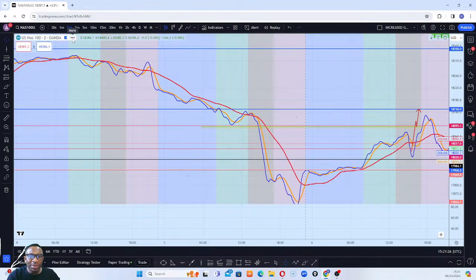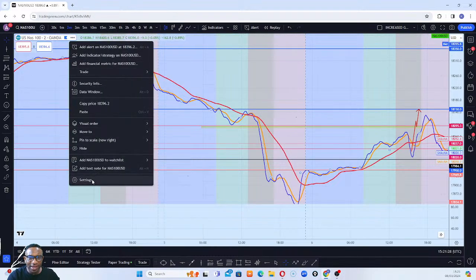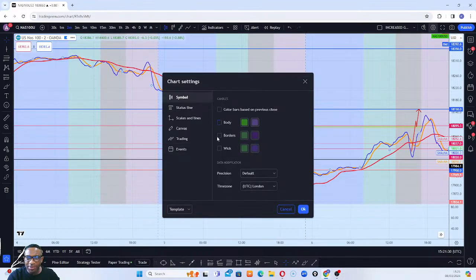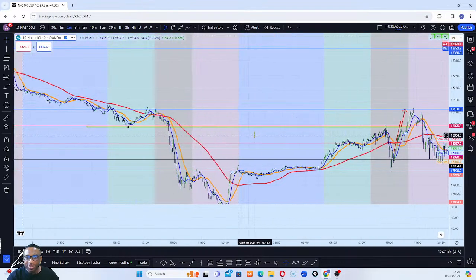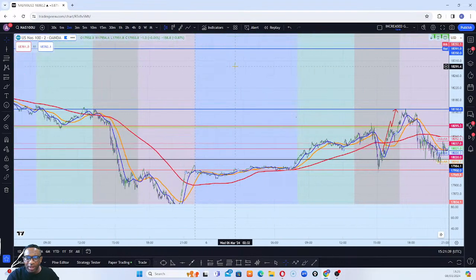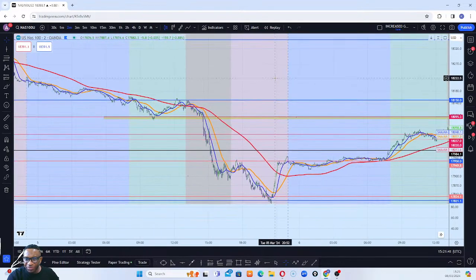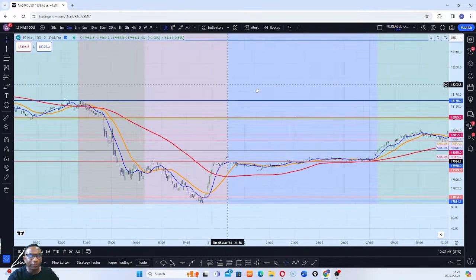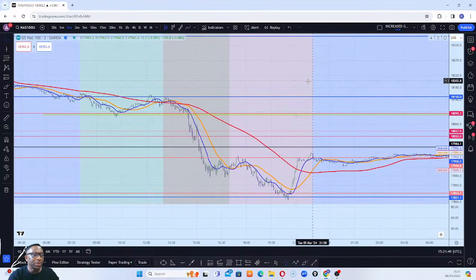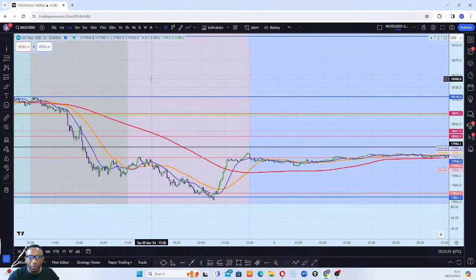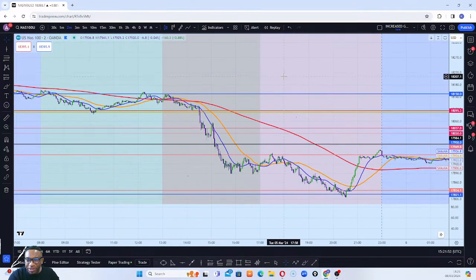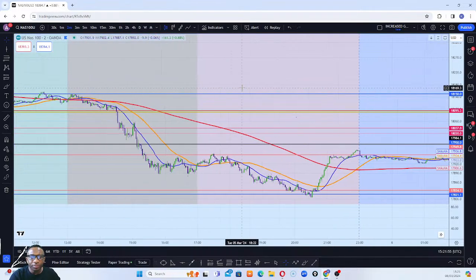Okay, so let me put back the charts. Before we started, we trained our eyes to spot where the blue line is and which areas we are likely to follow through in terms of the direction of our trade.